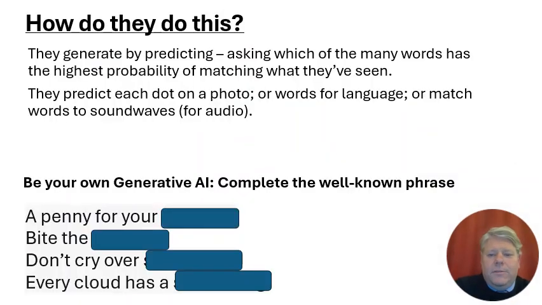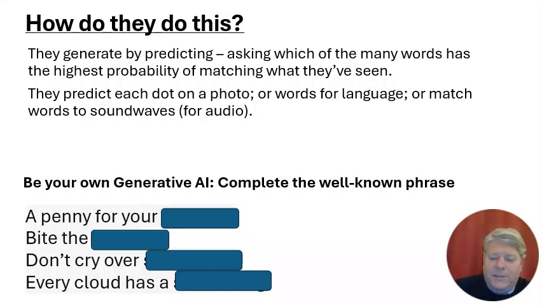As we've said, large language models generate by predicting, matching words based on probability. They can predict dots in photos, words for language, or even match words to sound waves for audio. And we all do this ourselves.